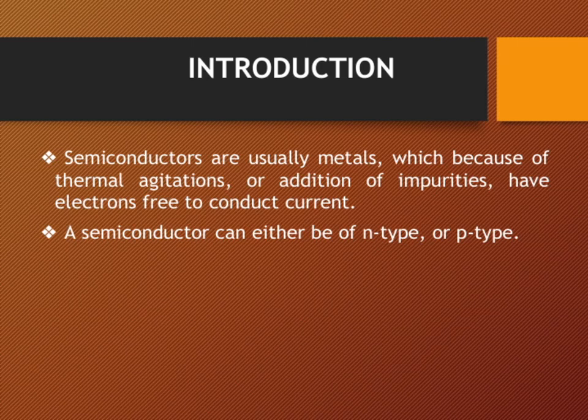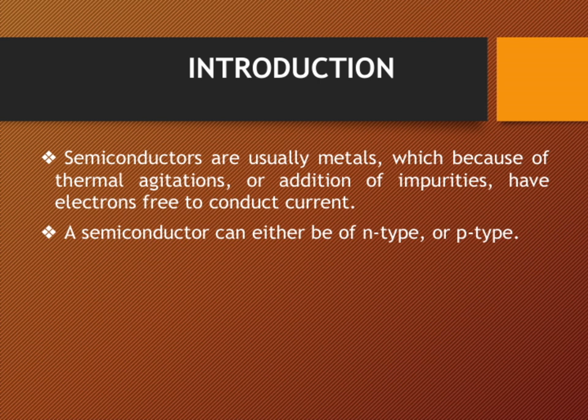Semiconductors are usually metals, which means they have some unique characteristics compared to insulators and conductors. Due to thermal agitation or the addition of impurities, these materials develop electrons that are free to conduct current. This free movement of electrons is what allows semiconductors to control electrical flow, making them essential in modern electronics.